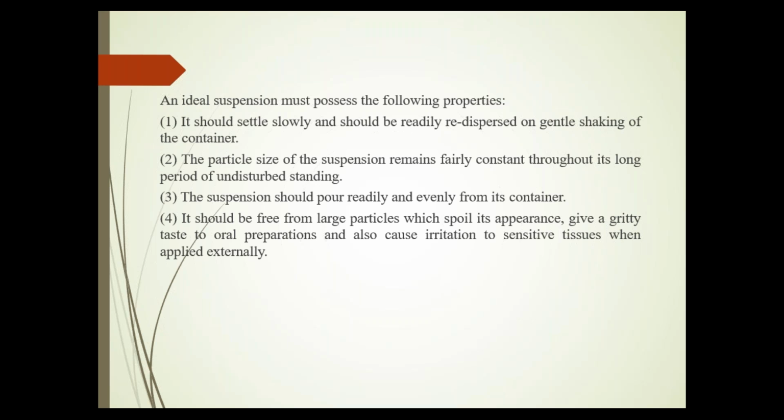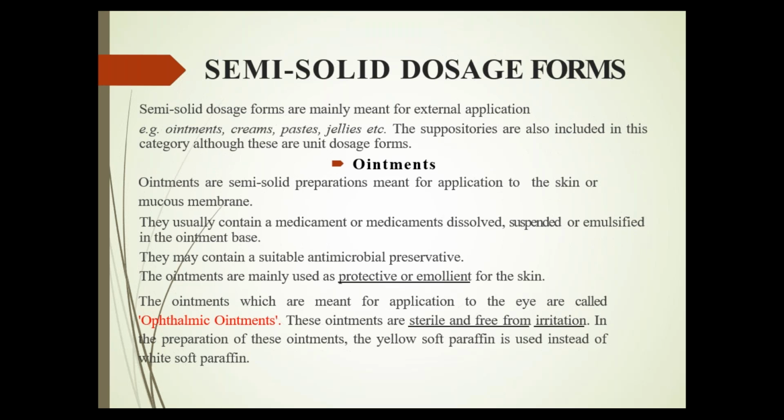And then again, we have seen that we should be able to pour the suspension readily and evenly from the container. So for that to happen, the container should be wide mouthed so that you can remove it easily. And again, it should be stored in tight containers so that it's protected from too much heat, light, and freezing. This also should be shaken just before use so that the solid particles are distributed uniformly in the vehicle.